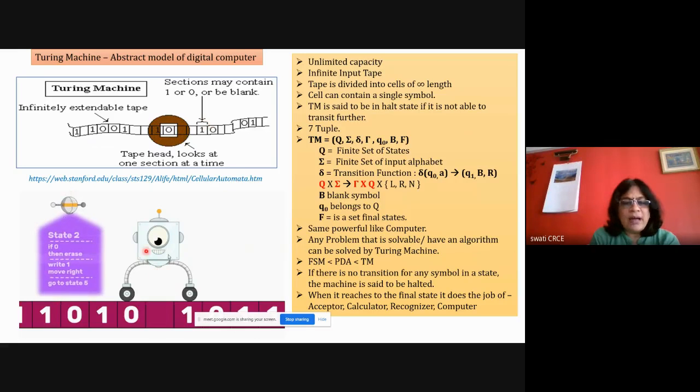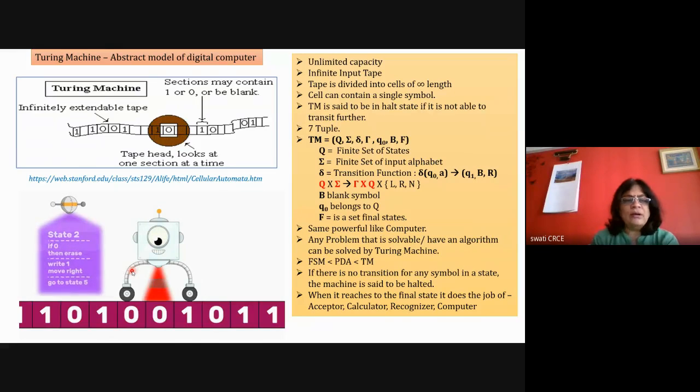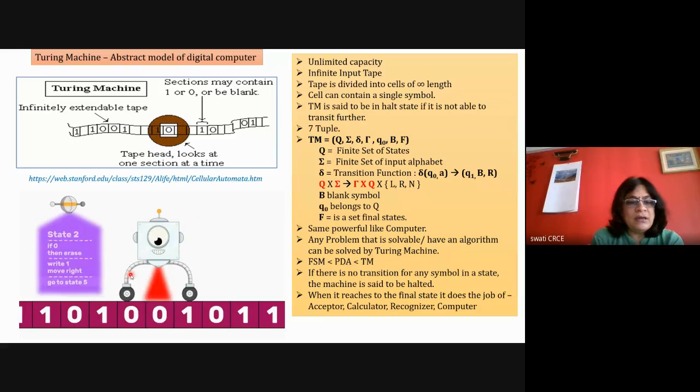Okay, now as shown in this diagram, this is a particular state transition. This is a single state transition. It is not a complete machine. Okay, whatever is seen in this particular diagram is a single state transition, like the state is transited from state Q2 to Q5.